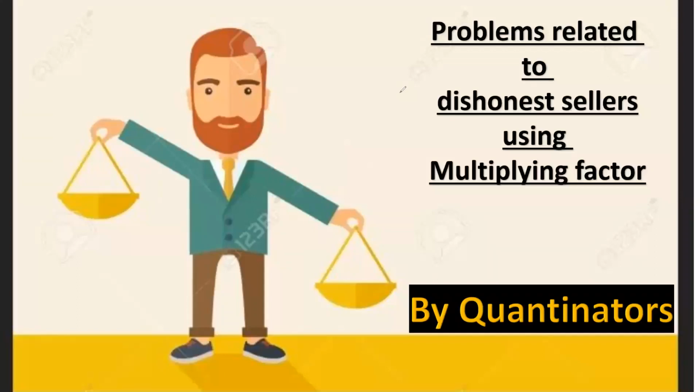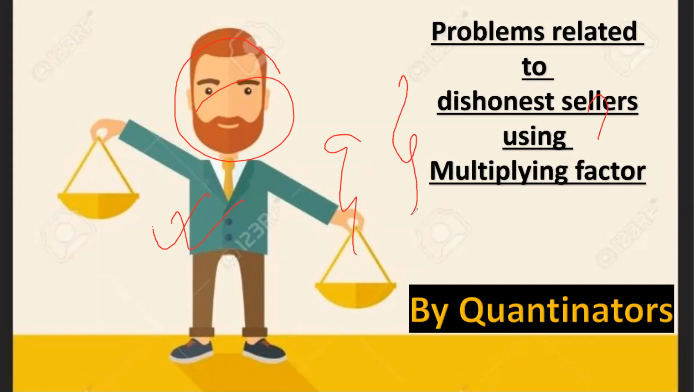So everyone, in this video, I'll be dealing with the problems related to dishonest sellers. As you can see, this man, suppose him to be a shopkeeper, is not showing what actually the weight is, and he is instead cheating his customers. In this question, I'll be dealing with the multiplying factor approach.